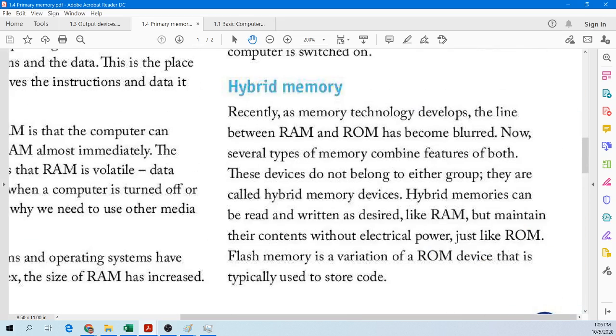Now let's look at hybrid memory. Tyra, can you read for us?